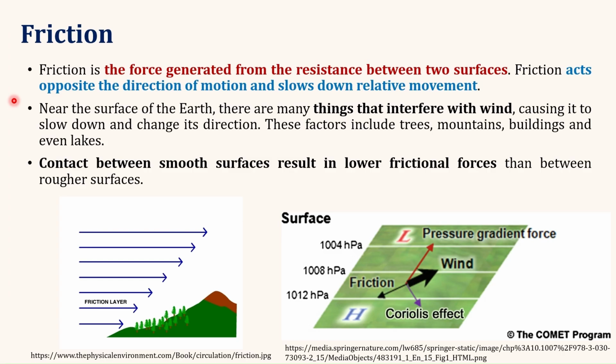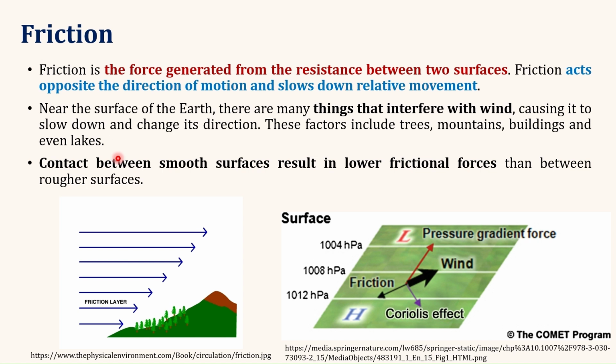Now coming to the third important factor affecting wind, that is friction. Friction is the force generated from the resistance between two surfaces, and this friction acts in the direction opposite to the direction of motion, and it slows down the relative movement. Near the surface of the earth, there are many things that interfere with the wind, causing it to slow down and change its direction. These factors include trees, mountains, buildings, or even lakes.